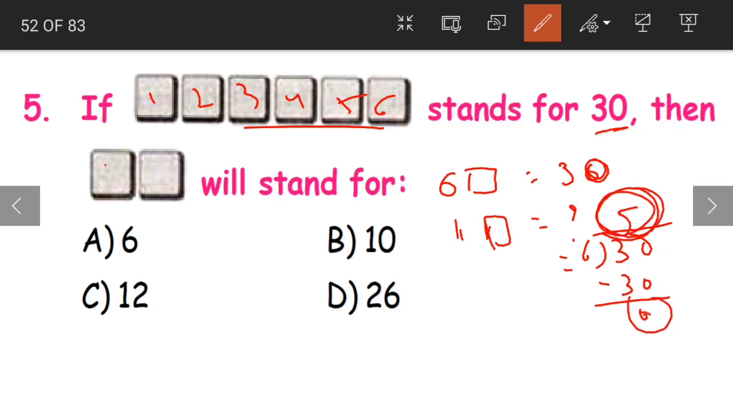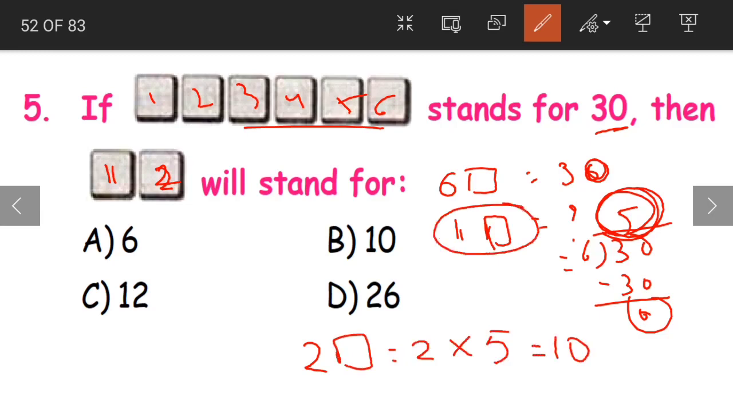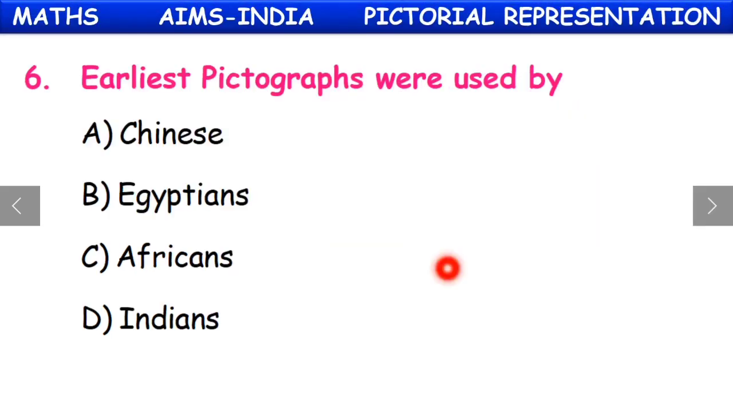So 1 block is equal to how much? 5. Now here how many blocks do we have? 2 blocks. So 2 blocks is equal to 2 into 5. That is equal to 10. Yes or no? 1 block is equal to 5. Then 2 blocks is equal to 2 into 5, 10. Option B becomes our correct answer.